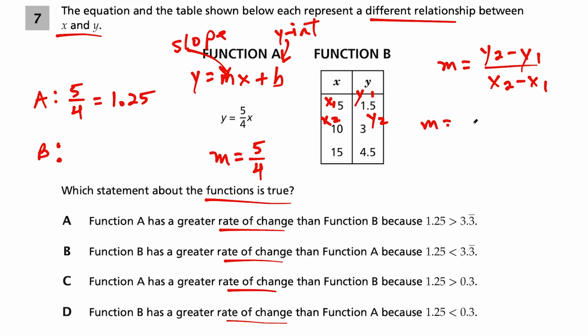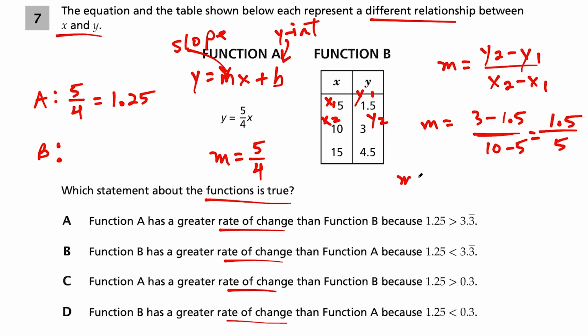So our slope is going to be y2 minus y1, so we have 3 minus 1.5, and then we're dividing that by 10 minus 5. And 10 minus 5 is going to go on the bottom here, and now we just simplify. That's going to be 1.5 over 10 minus 5, which gives us 5.